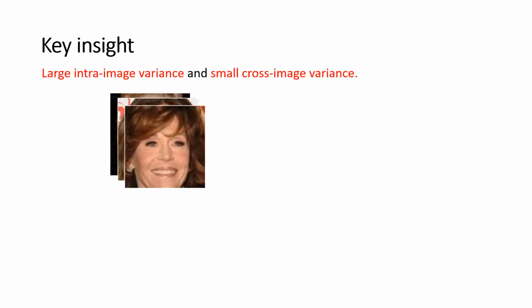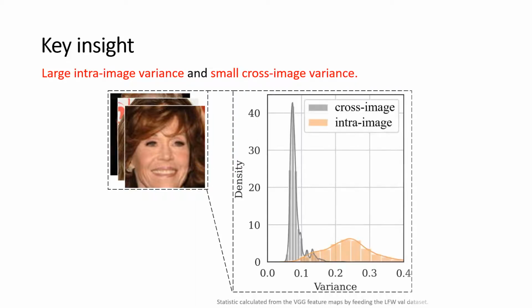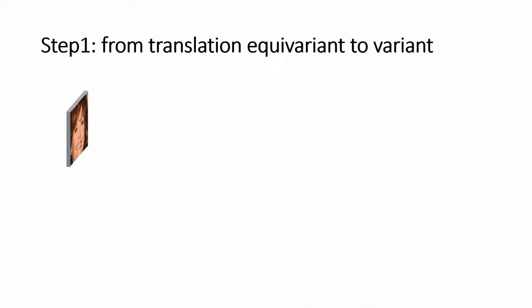We observe that these tasks naturally exhibit the properties of large inter-image variance and small cross-image variance. We illustrate this by calculating the statistics of the intermediate VGG feature maps. These two properties together provide room for efficiency improvement. To achieve that, the first step is to make the convolution translation variant.